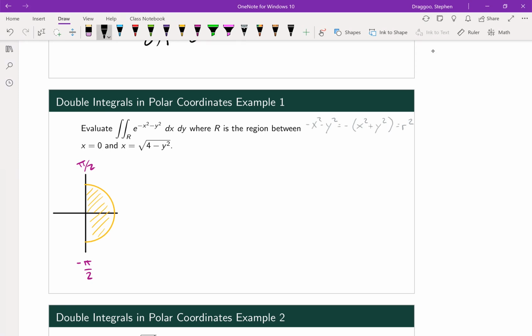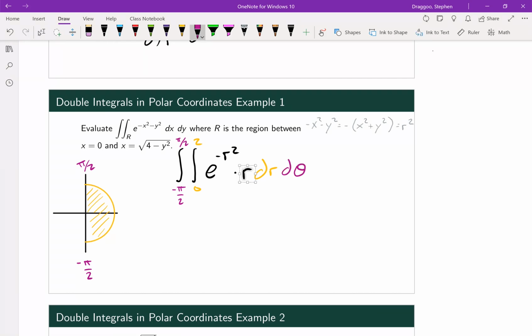Meaning that if we look at our double integral over here, or our iterated integral that we're changing into theta, we want to go from negative pi over 2 to positive pi over 2, while r goes from 0 to 2. Plug in our function, which will be e to the negative r squared times dA, which is where we need to multiply by r times dr d theta.